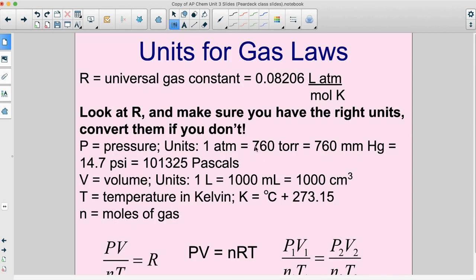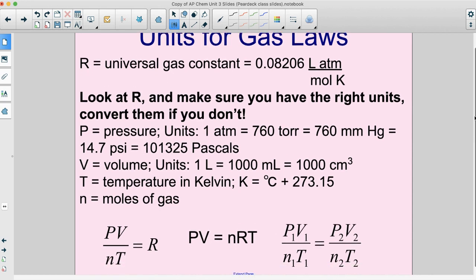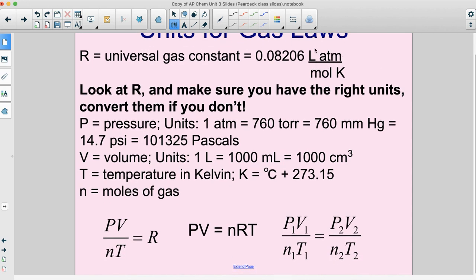So, units for gas laws. First of all, the universal gas constant has these units: liters, atmosphere, mole, Kelvin. If you don't have these units for P, V, N, and T, then you need to convert them. P stands for pressure. Here are the different units: 1 atm, 760 torr, which is the same as 760 millimeters of mercury, 14.7 psi, 101,325 pascals. These are all pressure units, and you need to convert if you're not given pressure in atm.